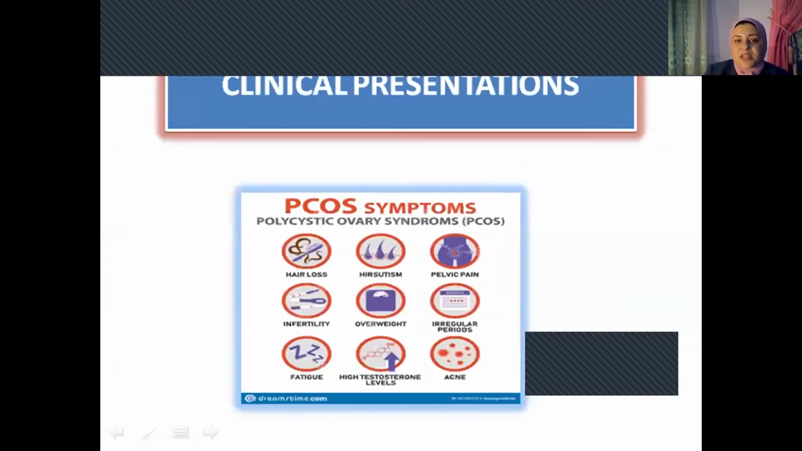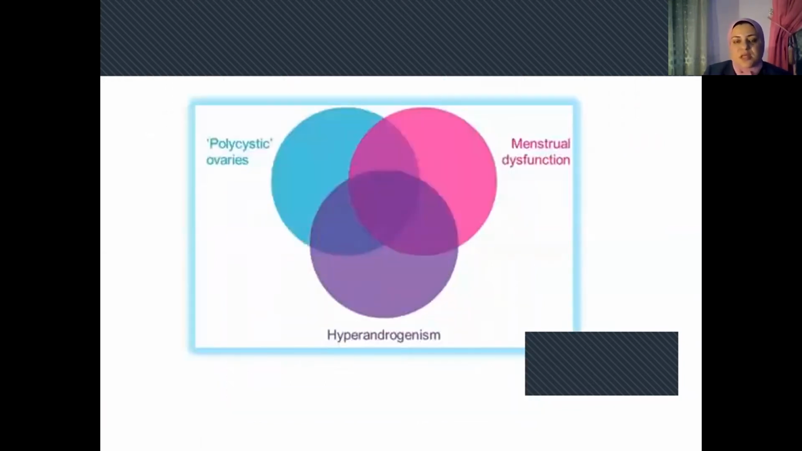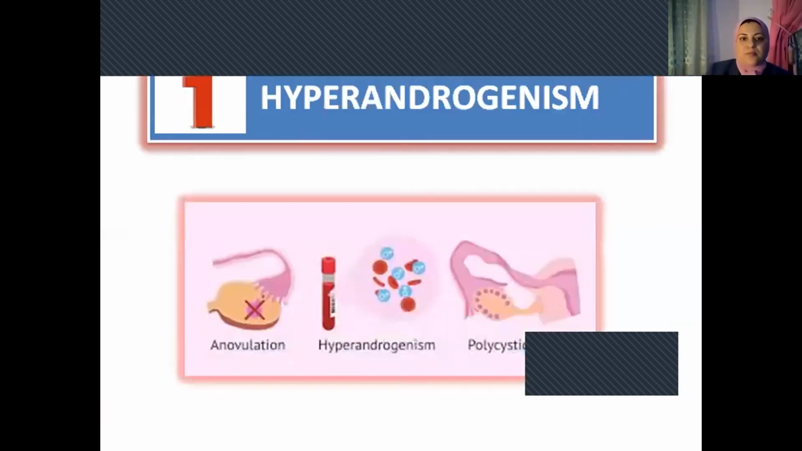The clinical presentation of a patient suffering from PCO will include scalp hair loss, hirsutism, pelvic pain, infertility, overweight, irregular periods, fatigue, high testosterone level, and acne. So it's a combination of polycystic ovaries, menstrual dysfunction, and hyperandrogenism. This is the syndrome. First, hyperandrogenism causes anovulation and causes these polycystic ovaries.